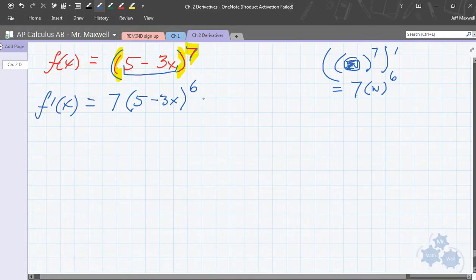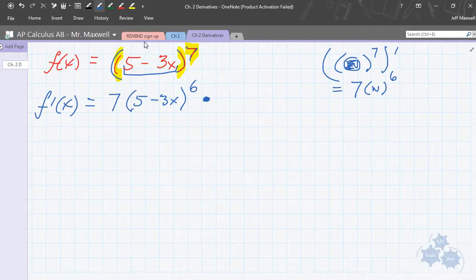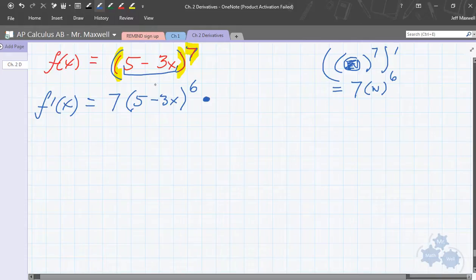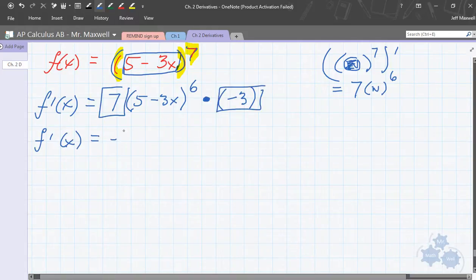Instead, now we're going to work inside to the next layer, and I'm going to multiply by the derivative of that layer next. So the inner function here is 5 minus 3x. What's the derivative of 5 minus 3x? Negative 3. Very good. And so simplified, this answer is 7, that's just a factor, and negative 3 is just a factor, so negative 21 times 5 minus 3x, all to the 6.